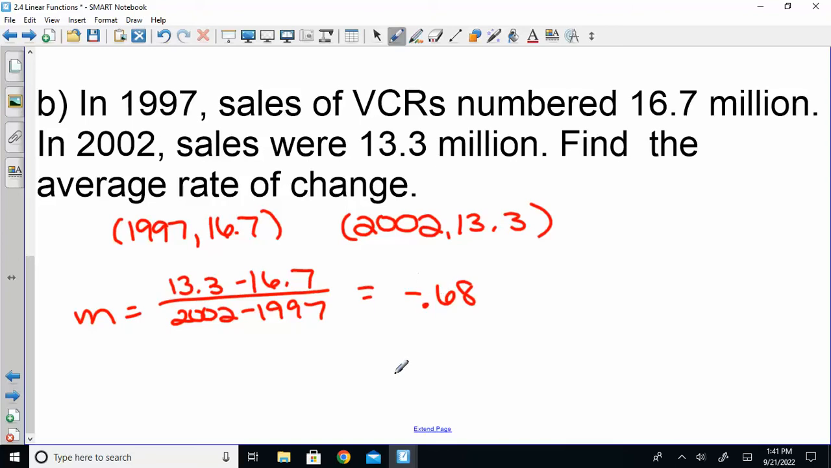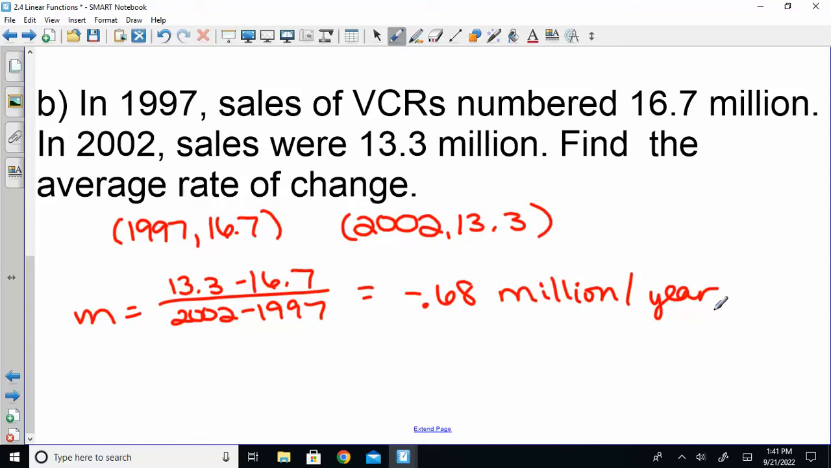Okay, why is this a negative? What does that mean? It's decreasing, which makes sense, right? VCRs are kind of a thing of the past. You know, in 1997 they were still a big deal. By 2002 they were kind of going away. Now it would be even lower, we would expect. What would my label be? So it's saying that it drops 0.68 million every year. All right, is that one okay with you guys?